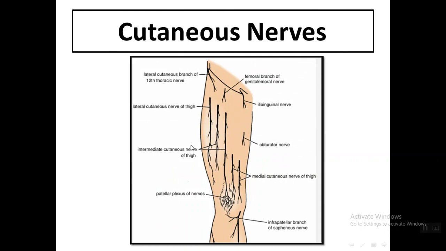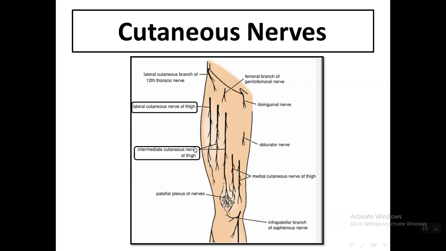First, we will study the cutaneous nerves that supply the front, or the anterior aspect, of the thigh. These cutaneous nerves that supply the skin of the anterior part of the thigh are, from lateral to medial: the lateral cutaneous nerve of the thigh. This nerve, which is a branch of the lumbar plexus, supplies the lateral aspect of the thigh.